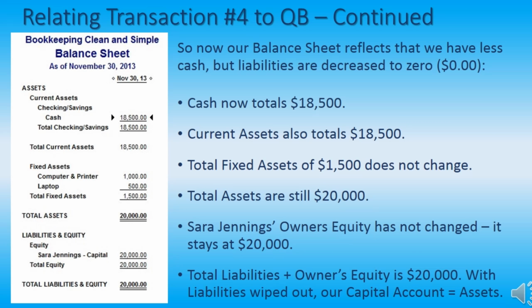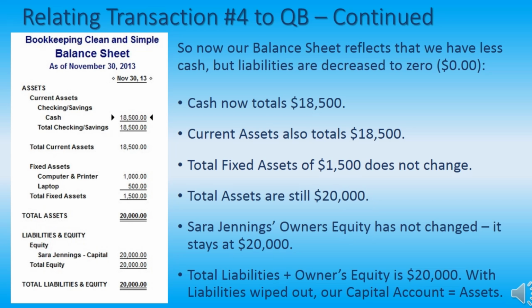Here you can see our balance sheet as of November 30th, 2013, after having recorded transaction 4. Now our balance sheet reflects that we have less cash, but liabilities are decreased to 0. So here's the breakdown. Cash now totals $18,500. Current assets also totals $18,500. Total fixed assets of $1,500 does not change.